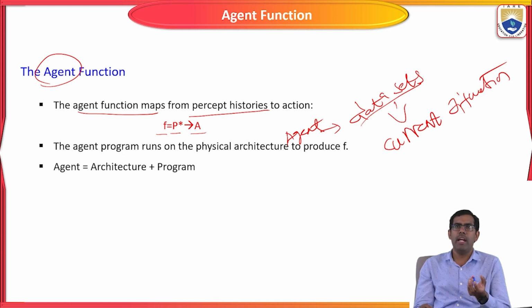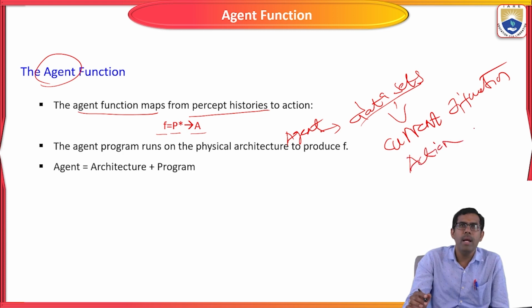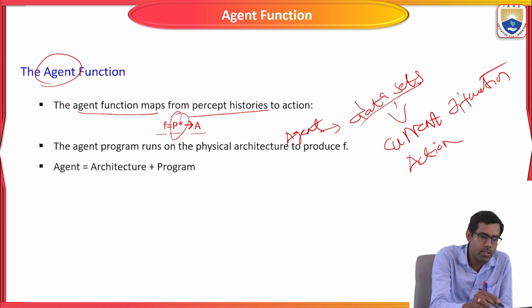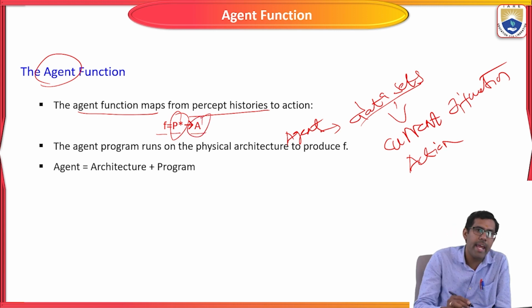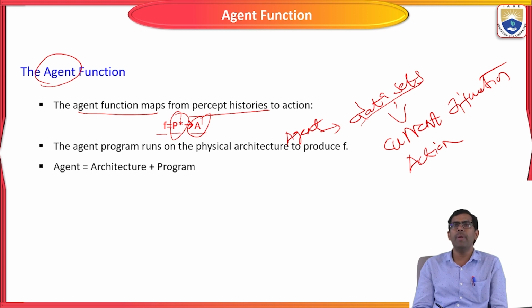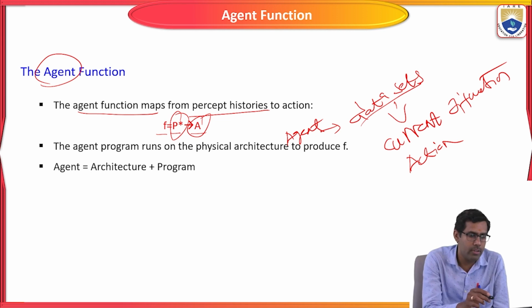Based on that, what actions are we going to make? Here P* means the perception histories, which lead to the action A, where A denotes the actions. So the actions happen based on the perception histories, based on the data sets on the environment. That is the concept of the agent function.